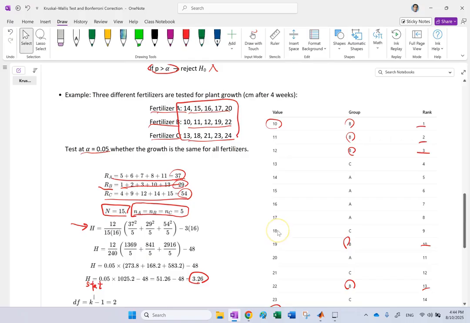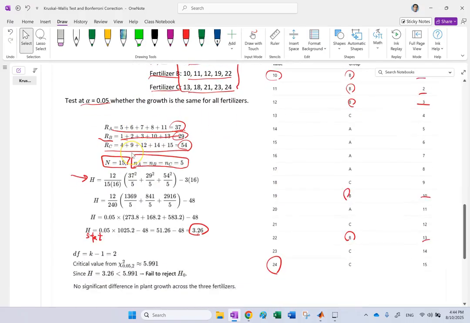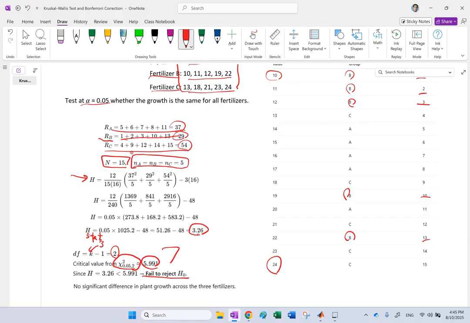I need to go to the chi-square table. With what degrees of freedom? K minus 1. Remember, I have three groups, so 3 minus 1 is 2. Alpha is 0.05. I go to that table and I find my number is 5.99, which is bigger than this. Since my H stat is less than critical, I fail to reject it.